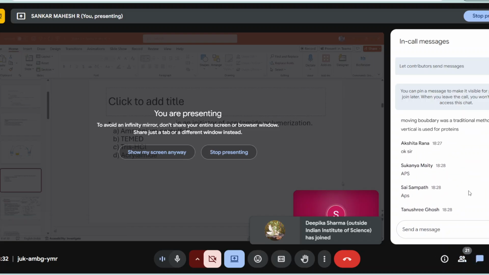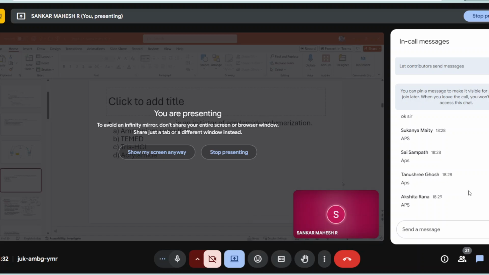Yeah, Sukanya, Sai Sampath, Tanushri, and Akshita. Can any one of you unmute and then start with an incorrect option?